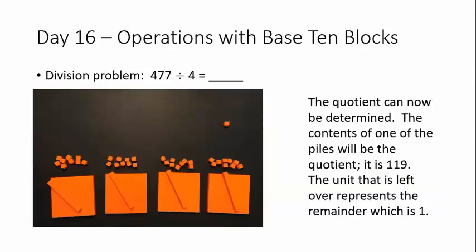The quotient can now be determined by counting the contents of 1 pile. The quotient is 119. The 1 unit that's left over is the remainder. So when 477 is divided by 4, the quotient is 119 with a remainder of 1.